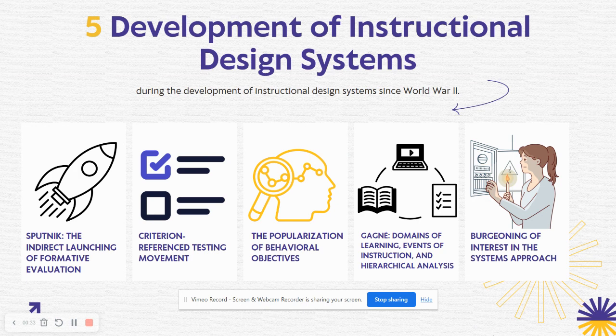First, we're going to go over the development of instructional design systems since World War II. And we're going to touch on Sputnik, which is the indirect launching of formative evaluation, the criterion reference testing movement, the popularization of behavioral objectives, Gagne's domains of learning, events of instruction, and hierarchy analysis, and the interest in systems approaches. So let's get started.